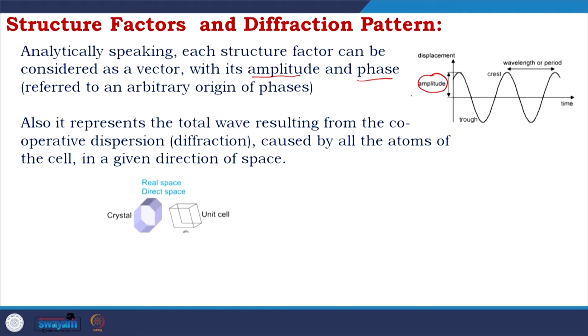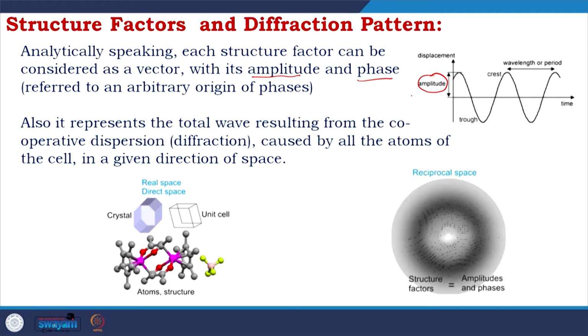So, if there is a crystal giving rise to real space or direct space, there would be a unit cell and there would be information about the atoms. On the other hand, you will have the reciprocal lattice which will come in the spots, you will have structure factors which we are talking about, you will get amplitude and phase.